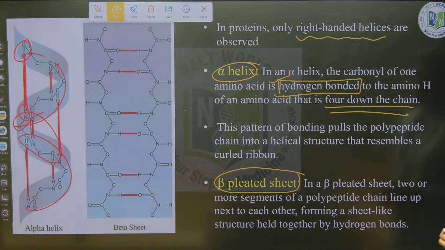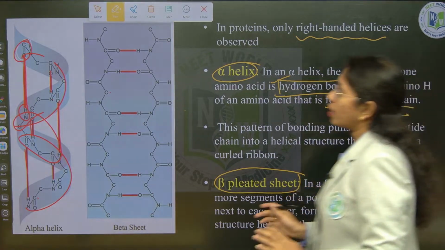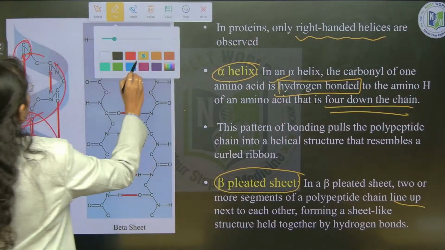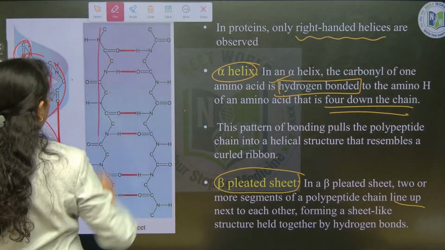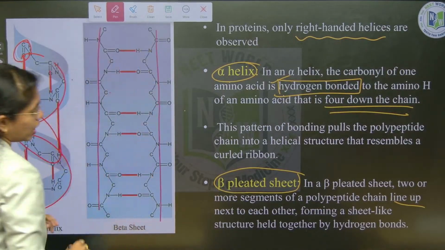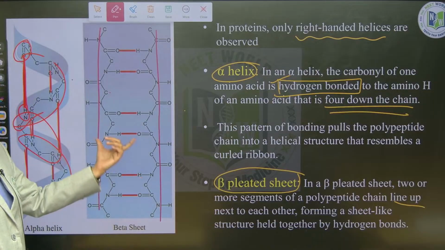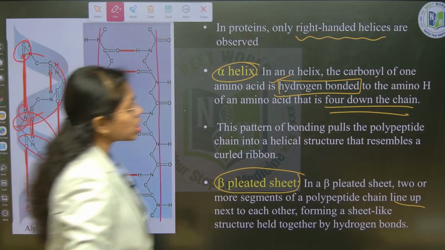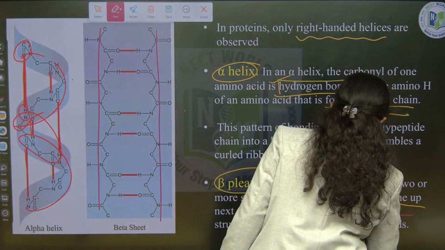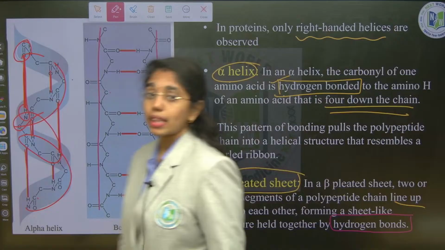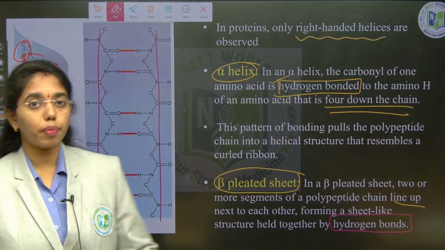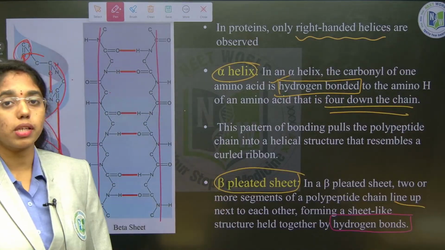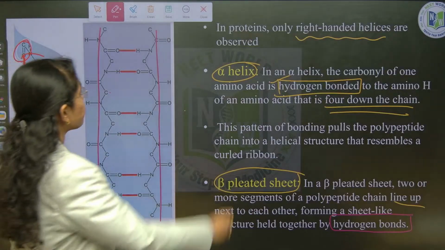And then beta pleated sheets. In a beta pleated sheet, 2 or more segments of the polypeptide chain line up next to each other. Here you can see 2 or more polypeptide chains lining up next to each other, forming a sheet like structure. They are held together by what bonds? Hydrogen bonds. So here one point you have to highlight: in the secondary structure of proteins, what are the bonds that are present? Hydrogen bonds.